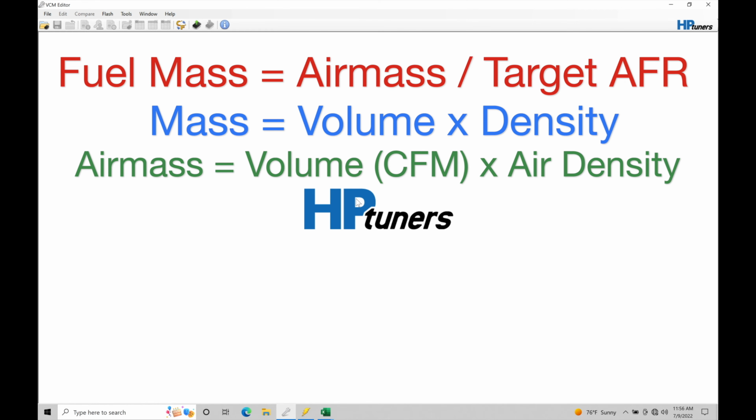Also, as we change elevation, as our barometric pressure changes, as we move from sea level up in elevation, we'll find that we also have a drop in our density. We have less oxygen molecules packed into that same volume of air.